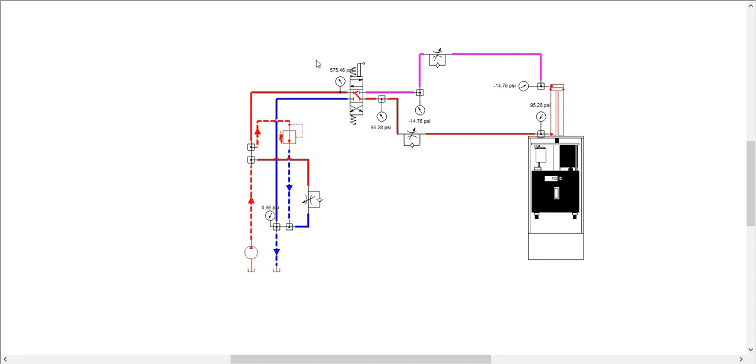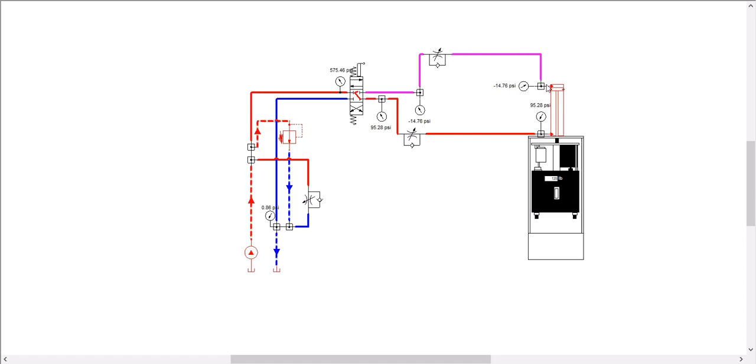Metering means measuring. It also means limiting flow into or out of a component. First, we will demonstrate a meter-in circuit. In a meter-in circuit, we limit the amount of flow into the actuator.